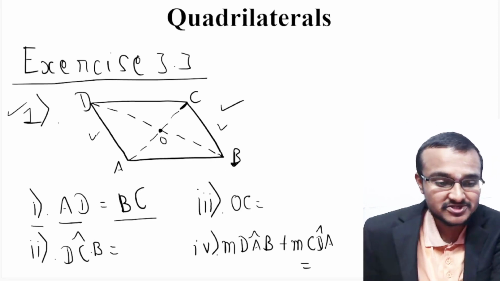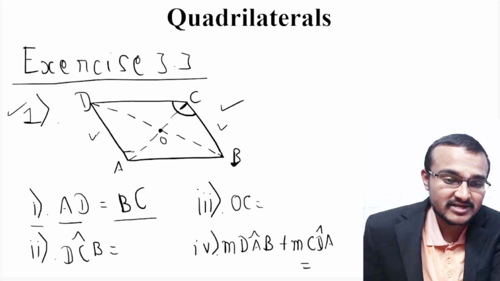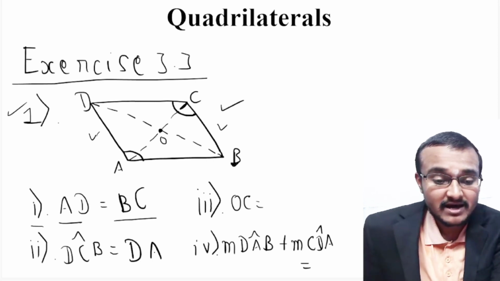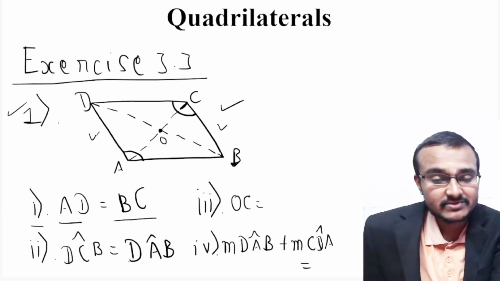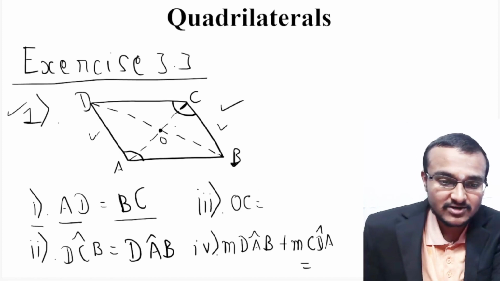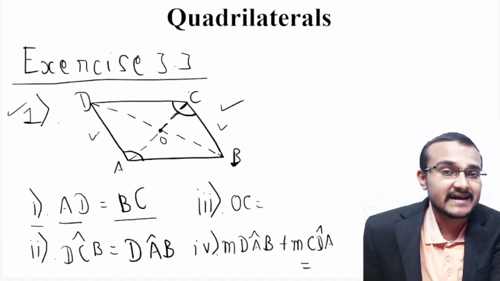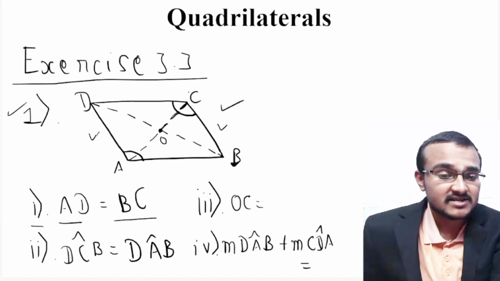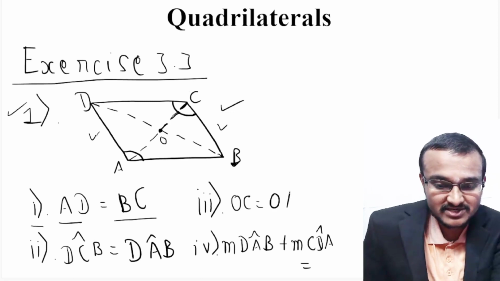Coming to the second question, DCB. This particular angle DCB should be equal to the opposite angle DAB, because in a parallelogram, opposite angles are equal. So here DCB will be equal to DAB. Similarly, OC is this particular length. We know that in a parallelogram, diagonals bisect each other. That means OC must be equal to OA. So here OC is equal to OA.